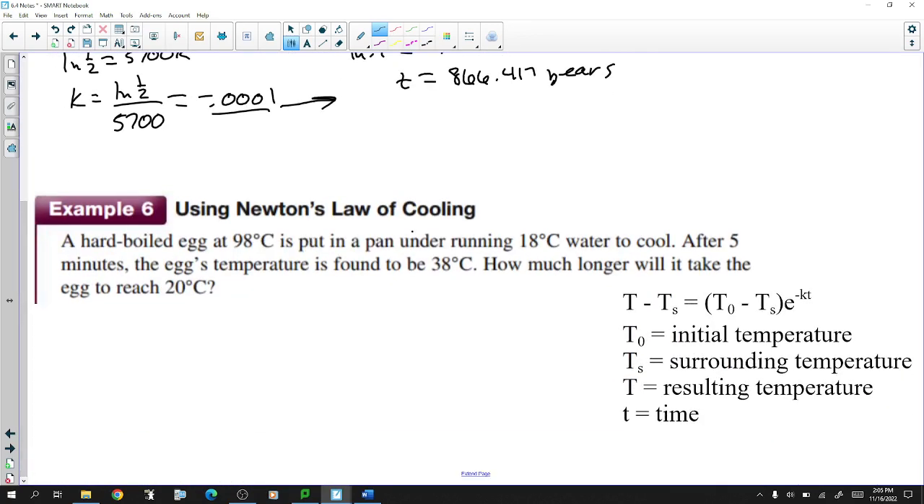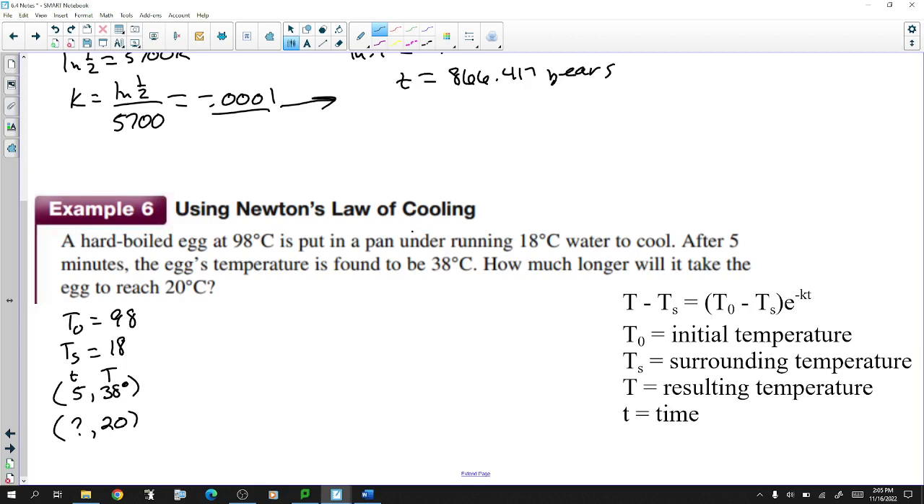Hard-boiled egg at 98 degrees Celsius. So 98 is the original temperature. It is put in a pan under running 18 degrees Celsius water. That's the surrounding temperature. We're surrounding the egg with that temperature. After 5 minutes, the egg's temperature is found to be 38 degrees. So after 5 minutes, the temperature is 38 degrees. How much longer will it take the egg to reach 20? So we'll find out how long it takes, and then we'll subtract 5, and that's how much longer it takes.